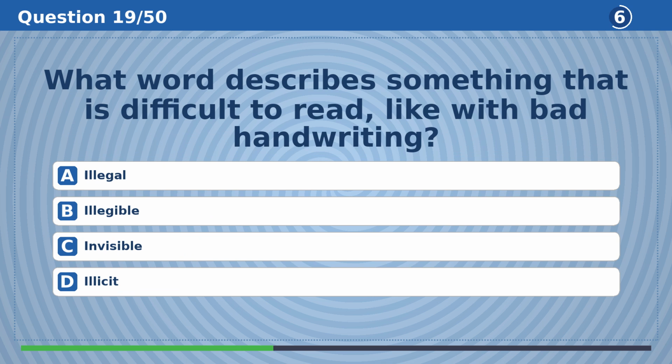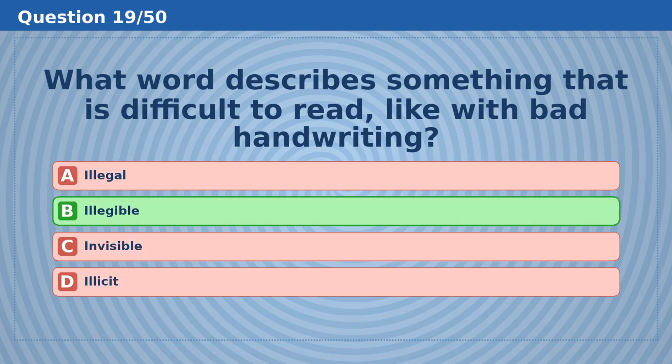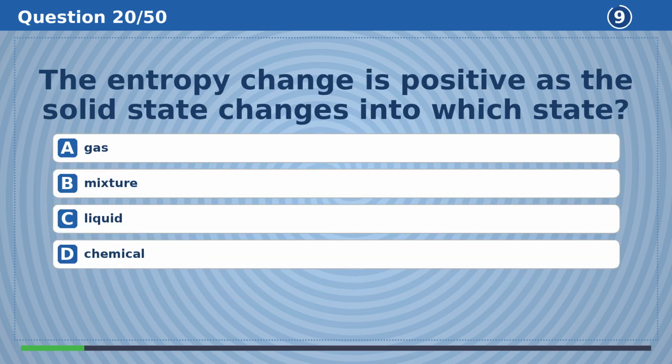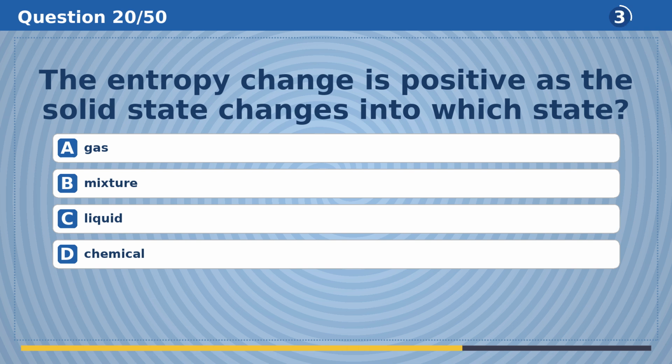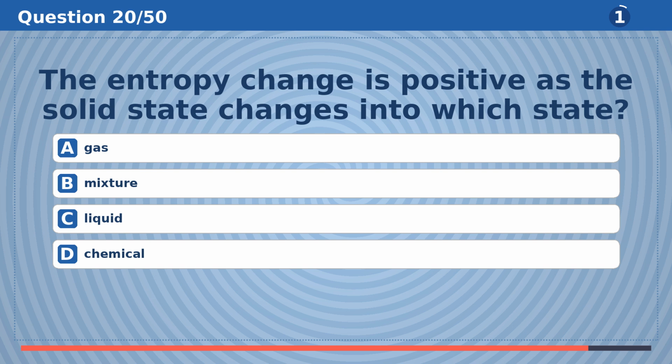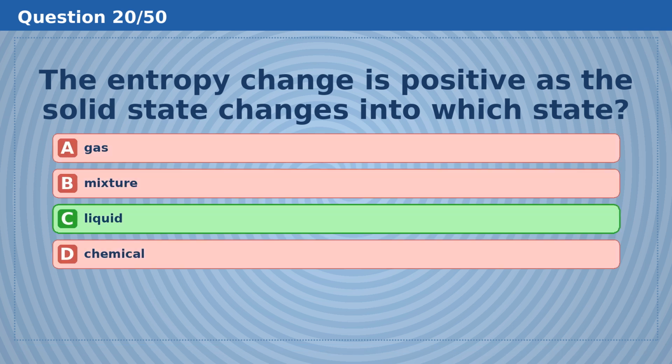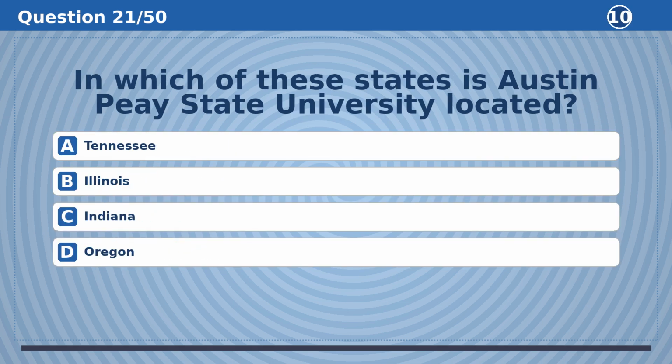What word describes something that is difficult to read, like with bad handwriting? The answer is B. Illegible. The entropy change is positive as the solid state changes into which state? The answer is C, liquid.